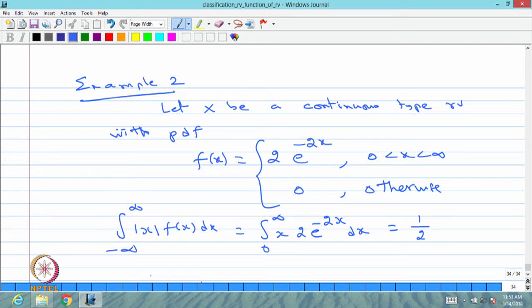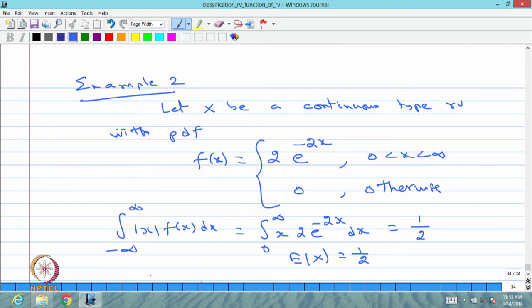So since this is going to be a finite quantity, we can conclude that the expectation of x is going to be 1 by 2, because f of x is greater than 0 between 0 and infinity. Therefore, in the absolute sense the answer is finite, and that is the same as without the absolute value also. Therefore the expectation of x is the integral from 0 to infinity of x times f of x dx, which is 1 by 2. So in this case the expectation exists for this continuous type random variable.